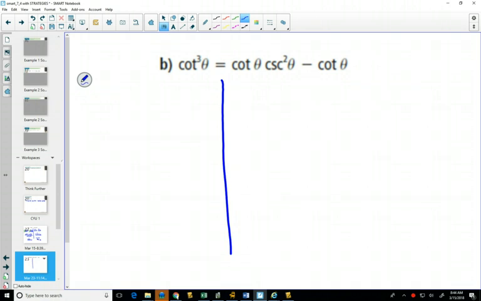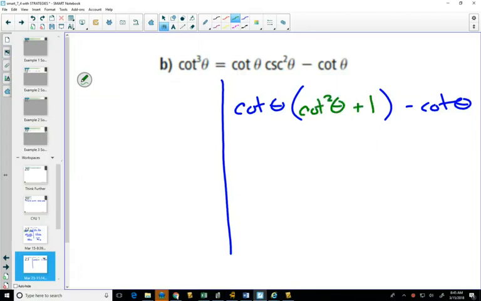But here, I can change everything to cotangent. Because cosecant squared is cotangent squared plus 1.